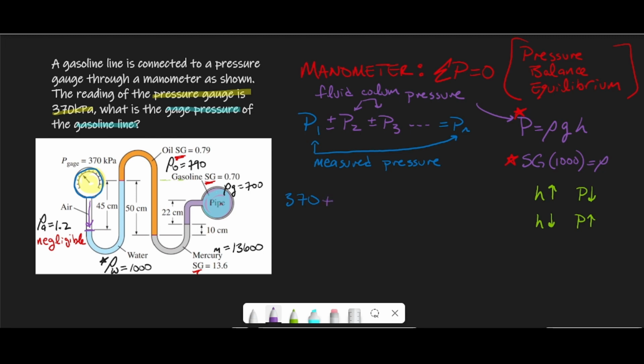All right, so from the bulb reading, we pass through the air column. It starts high and ends lower, so the pressure increases. It gets a positive. Rho g h is the pressure of the air, but remember, it's going to be negligible, so I'm going to write it as 0.